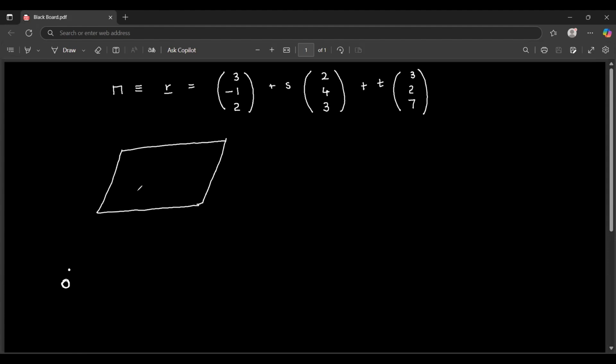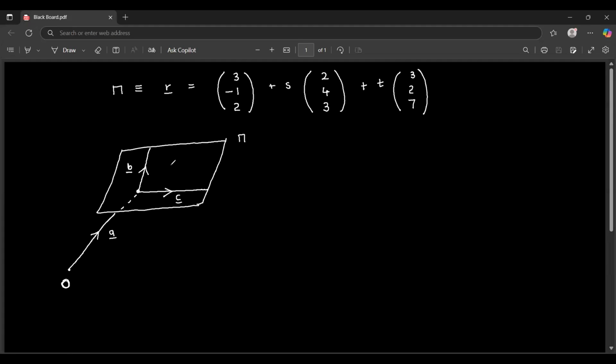So (3, -1, 2) actually lies on the plane. Let's say that is given as A. And we know (2, 4, 3) is a direction vector. So let's say the (2, 4, 3) direction vector is in this direction, and let's name it as B. And let's name C as (3, 2, 7). It's another direction vector. So now we have two direction vectors and a point position vector of a point on the plane phi.